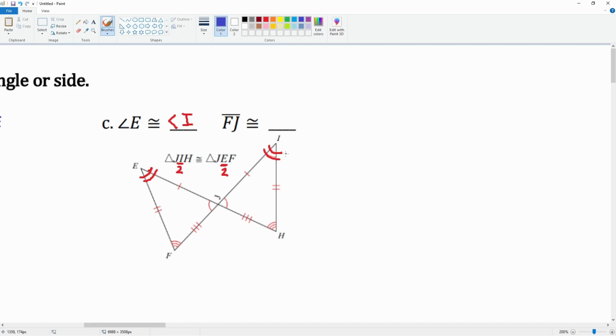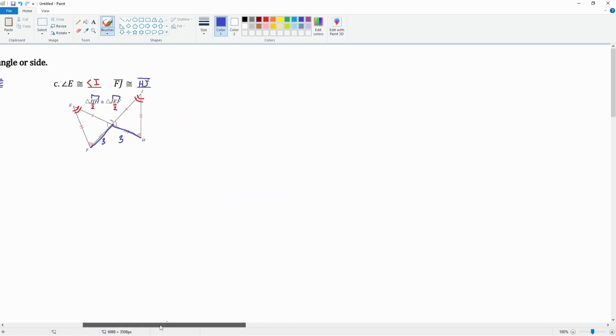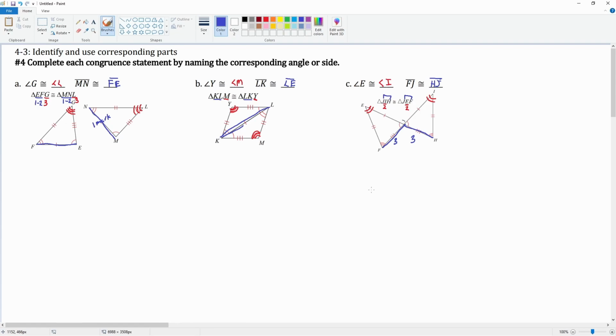Let's look at line FJ. FJ, so do you see how it's the third and first spot? So it's going to be the first and third spot here. So it has to be H and J. Don't believe me? Let's take a look. FJ is right here. FJ, do you see how it passes through 3 marks? So here for IJ, it has to pass through 3 marks. So it has to pass through this one, HJ. There you go, 3 marks. All right, so there you go. You can use either the image or the congruency statement to find its corresponding sides or angles.